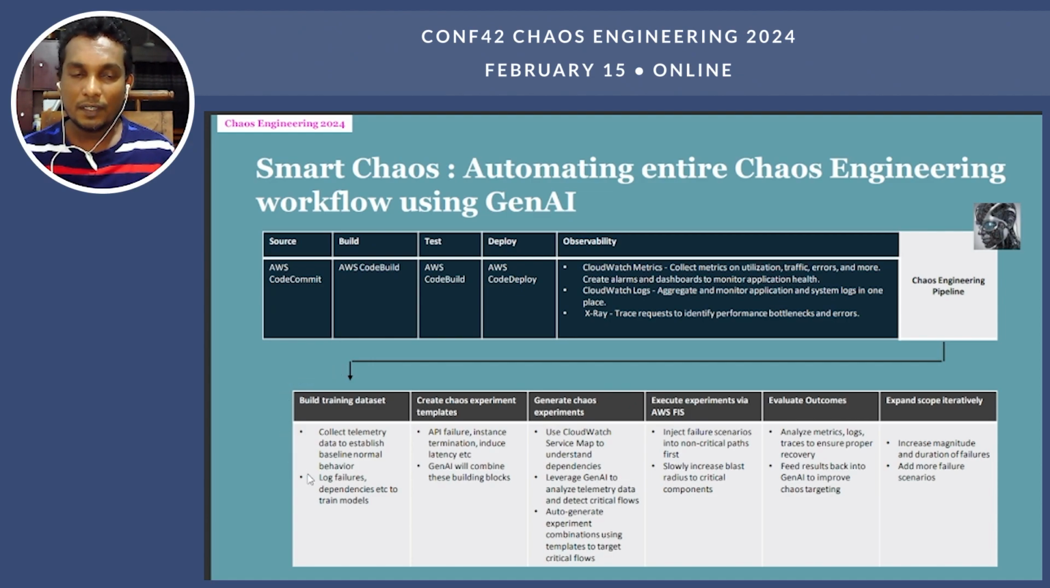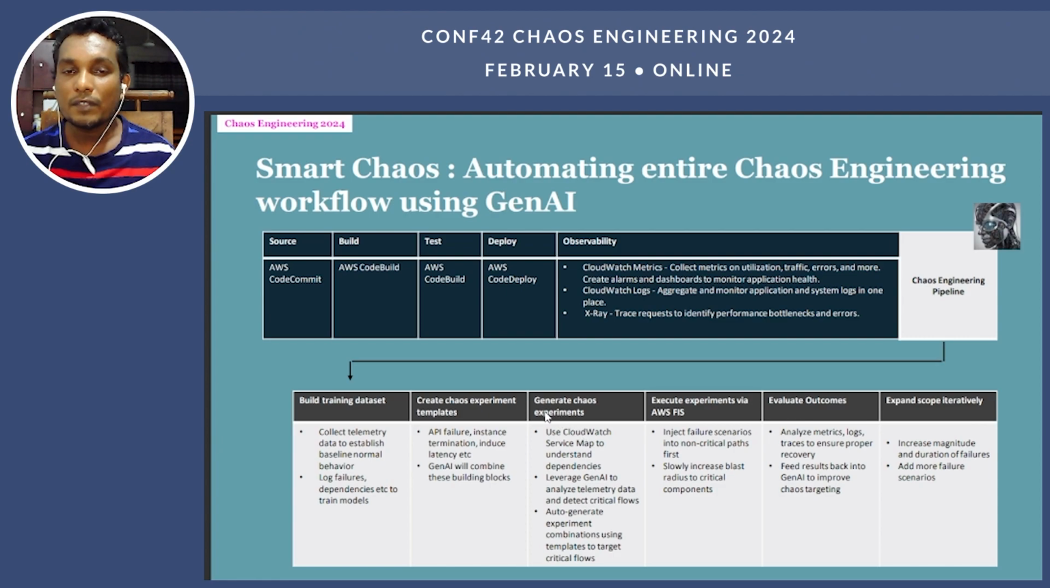First, our generative AI will have access to the training data set: your architecture diagram, your service maps, your observability data, all the inputs we can give it to come up with the proper solution. Then it is able to define the steady state, understand the dependencies, come up with a hypothesis, and based on that, come up with some experiments. When creating experiments, we want small experiment templates that we can make into a collection and reuse. We can give it some templates already, like API failures, instance termination, or system resources filling up, so that this workflow can use them.